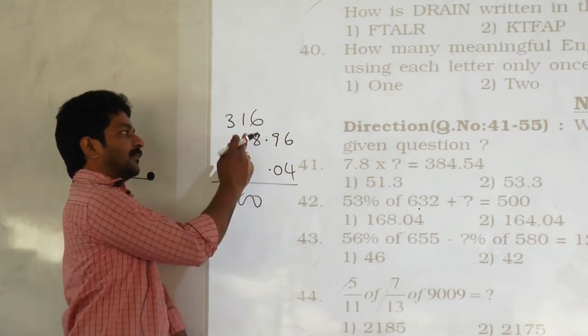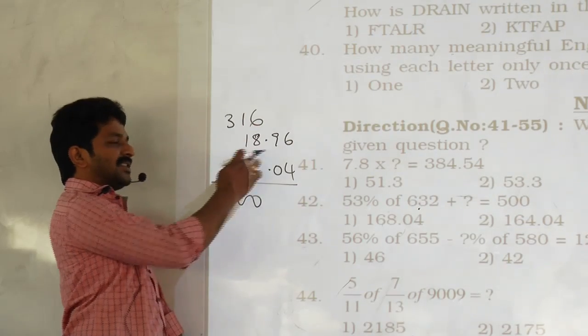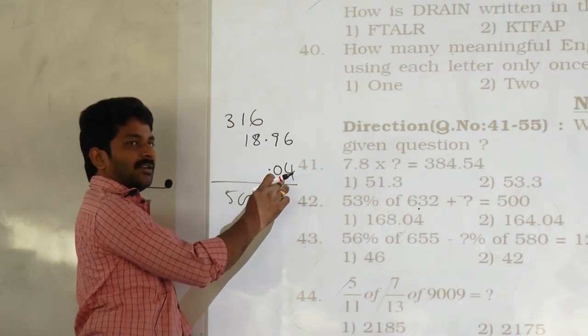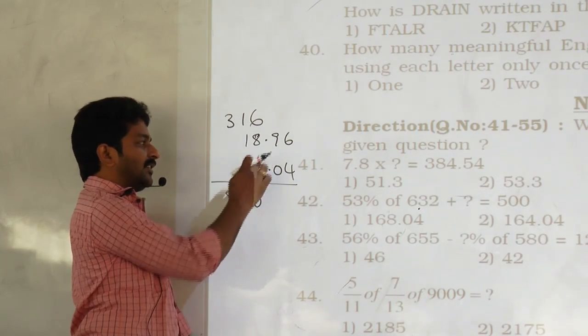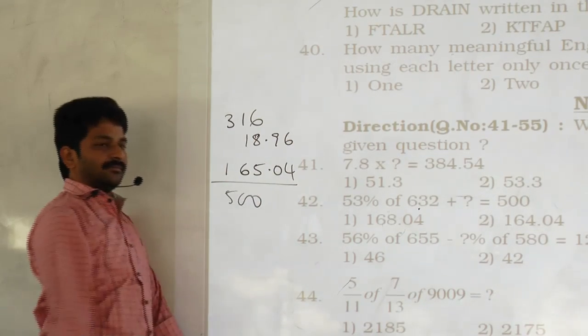Now, apart from this, how much is this? 316 plus 18, 334, plus 1, 335. Remaining number should be 165.